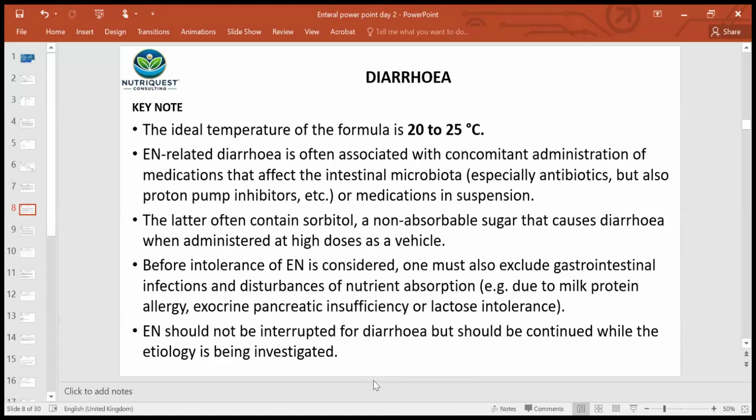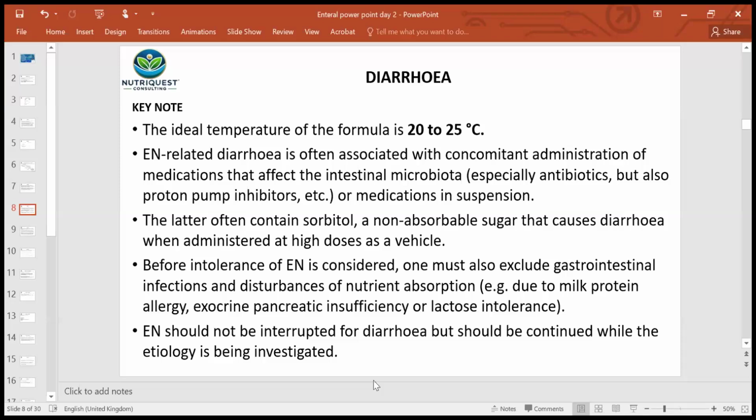Then, of course, the liquid often contains, so that is the liquid, that is the microbiotic, contains sorbitol, an unabsorbable sugar that causes diarrhea when administered at a high dose as a vehicle. That is proton pump inhibitors.